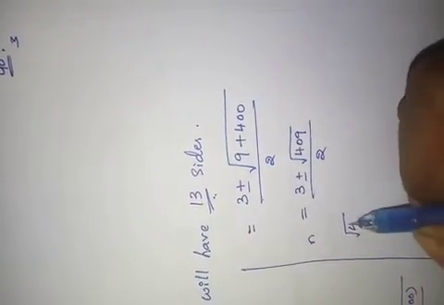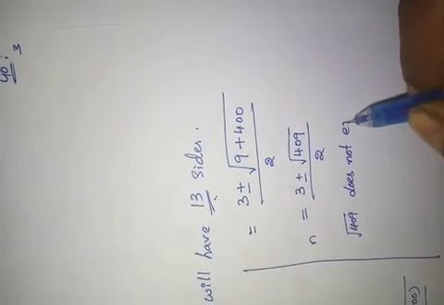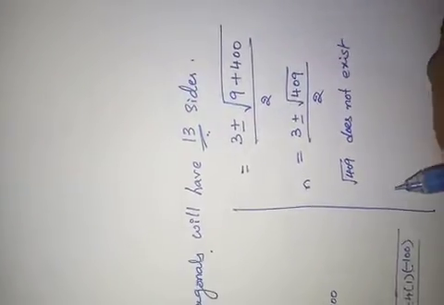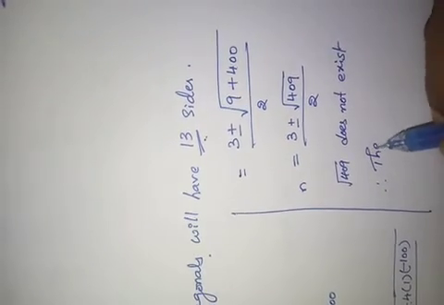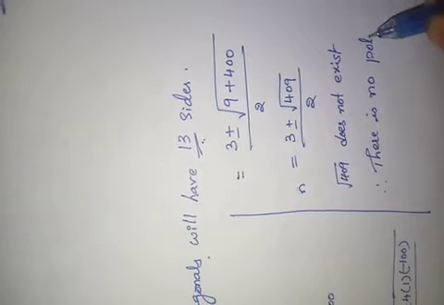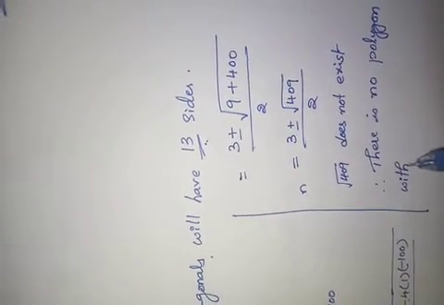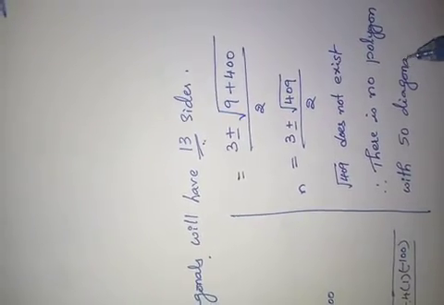Root of 409 does not exist. There is no root value for this, no? Therefore, what we can say? There is no polygon with 50 diagonals. Did you understand, ma?